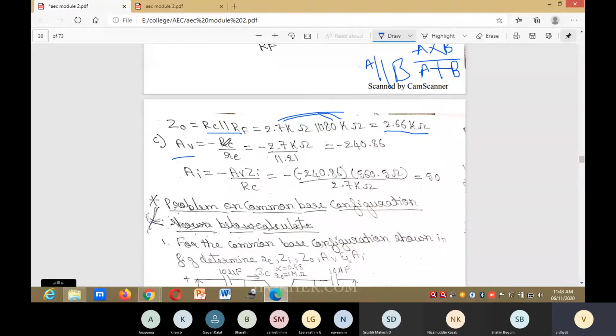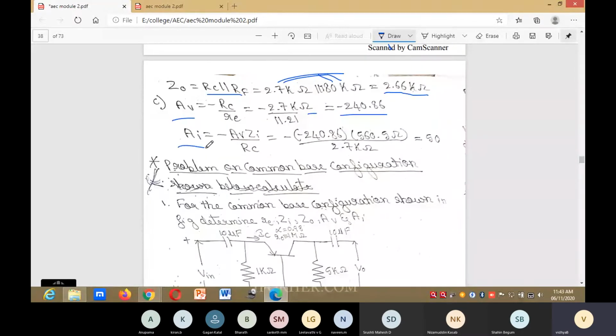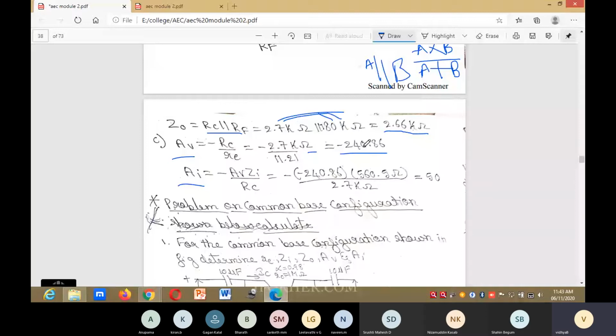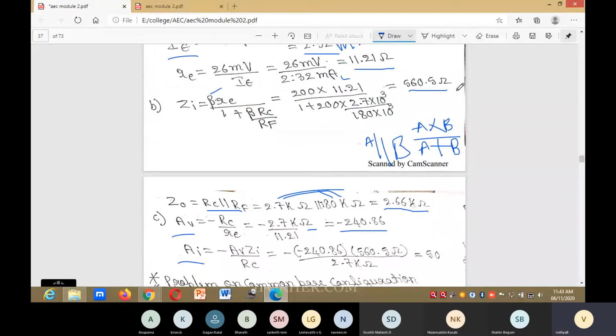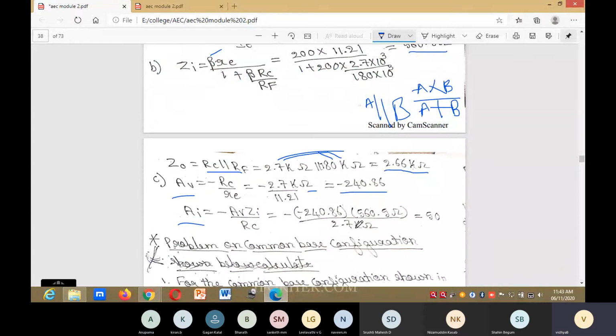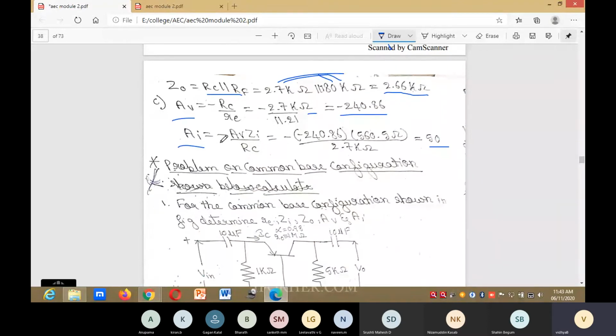Next, voltage gain is minus RC divided by small re. RC value is 2.7 kilo ohm and re value is 11.21. If you solve that, you will get minus 240.86. Then AI is equal to minus AV into ZI divided by RC. AV value is 240.86, ZI value is 560.5 ohm and RC value is 2.7 kilo ohm. Substitute, you will get 50. That is current gain.